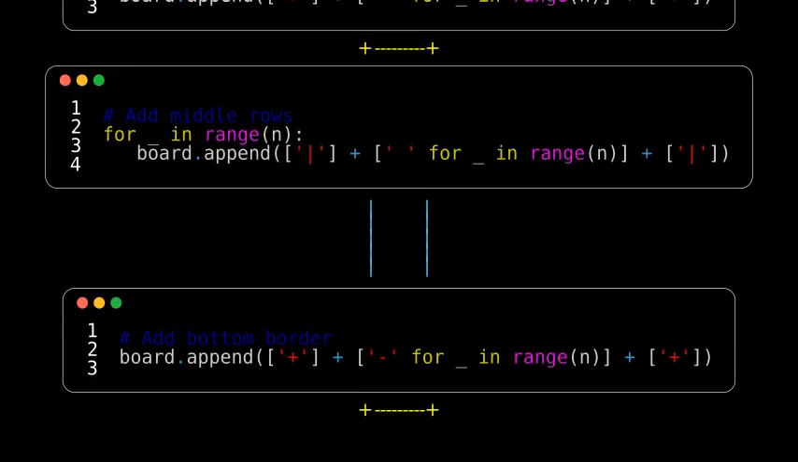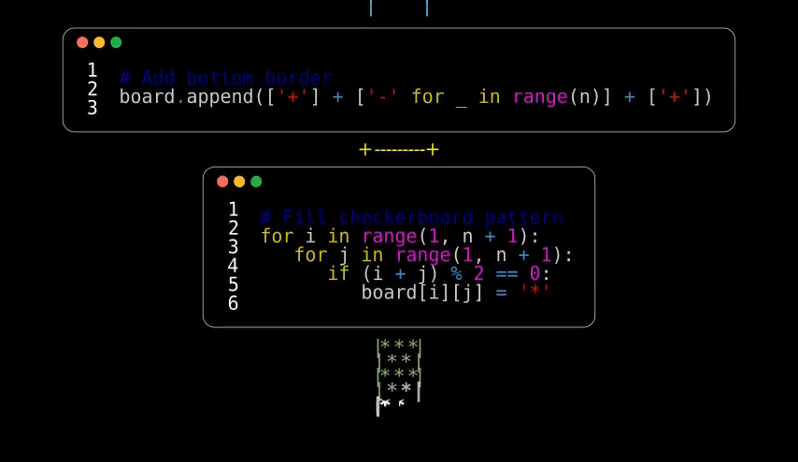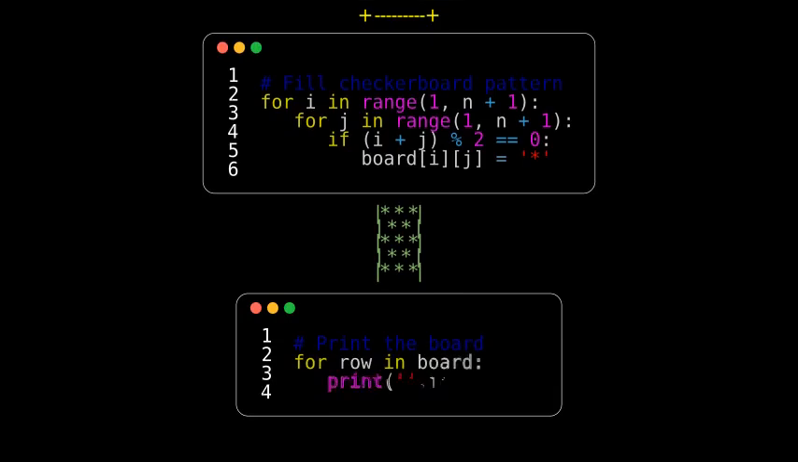Now comes the interesting part. We'll create the checkerboard pattern by filling in asterisks. We loop through the interior rows and columns and place an asterisk wherever the sum of row and column indices is even. Finally, we print the board by joining and displaying each row. And there's our completed checkerboard pattern.